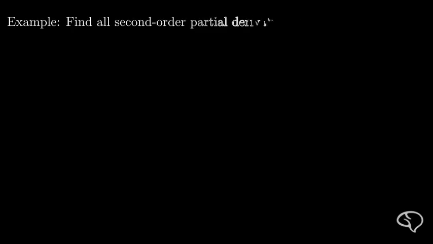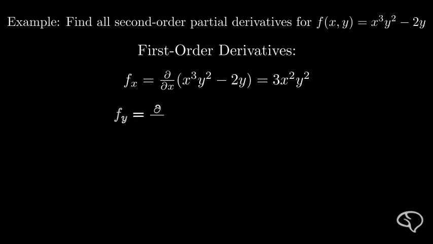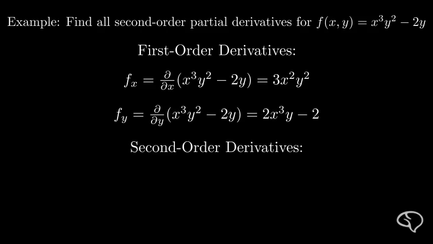Let's find all 4 second-order partial derivatives for the function f of x, y equals x cubed y squared minus 2y. First, we need the first-order partial derivatives. F sub x is 3x squared y squared. F sub y is 2x cubed y minus 2. Now for the second-order derivatives.